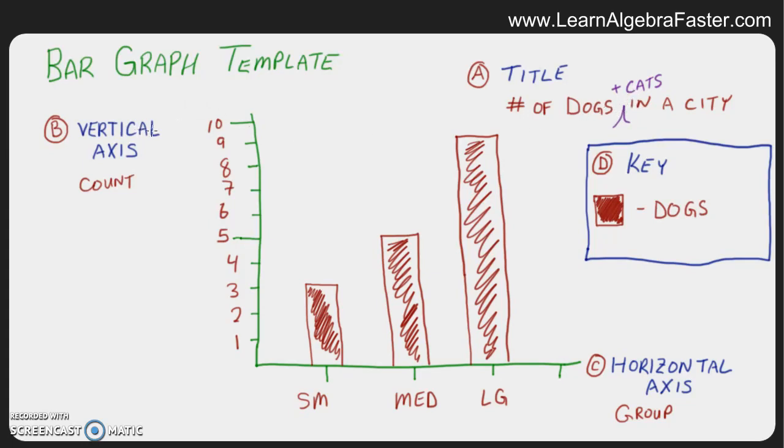Now let's go over to the vertical axis. Our numbers are already filled out. Let's look at our horizontal axis. Our categories, our groups, are already filled out. So now all we have to do is build in the blocks. So maybe a small city only has 1 cat. The medium city has 6. And the large city has 10.